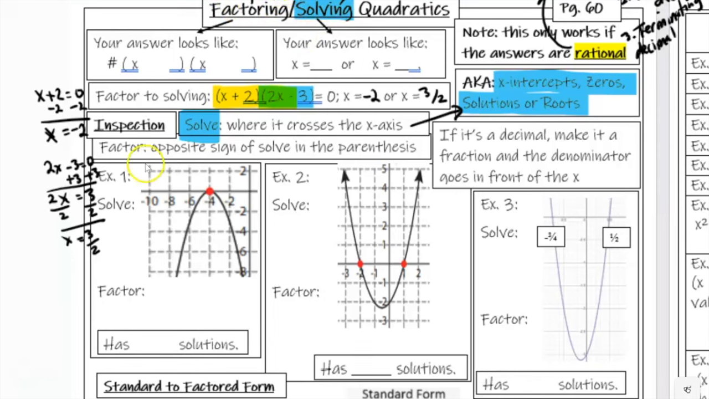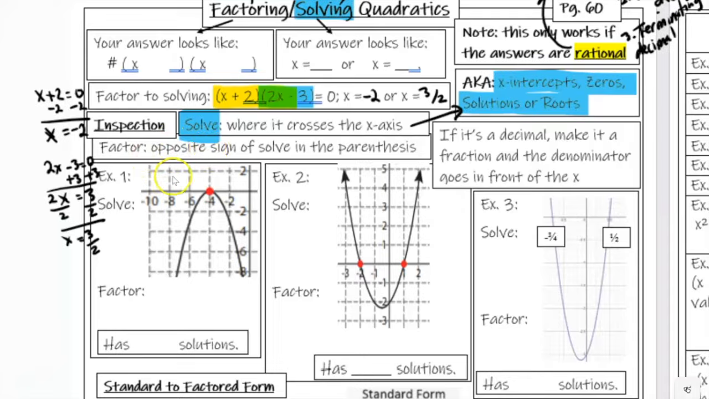And then factor is the opposite sign of solve in the parentheses. So basically, how do you go from your x-intercept to factored form? Remember, from our previous video, you just take the opposite of the inside, and now you're going to go backwards. So you're going to put the opposite inside the parentheses. All right, so let's go ahead and do it.